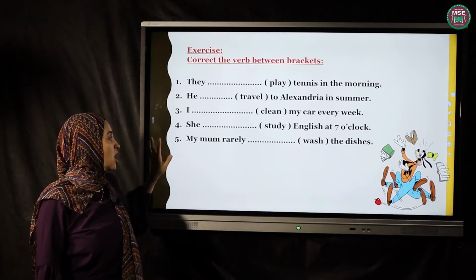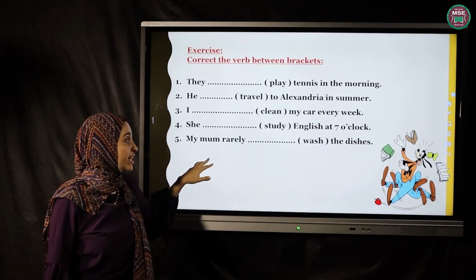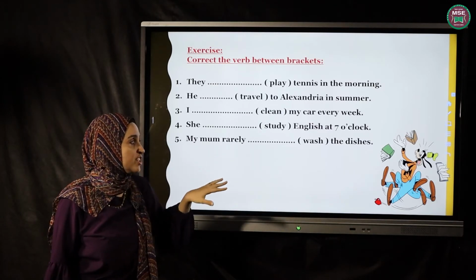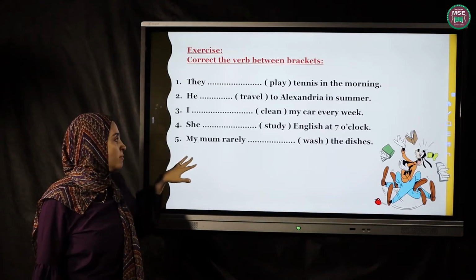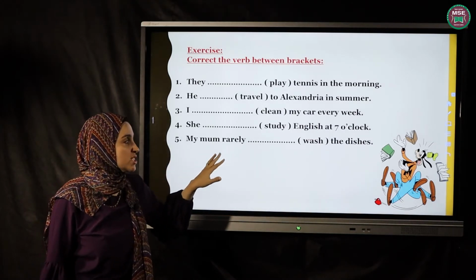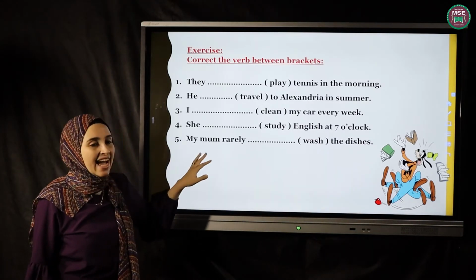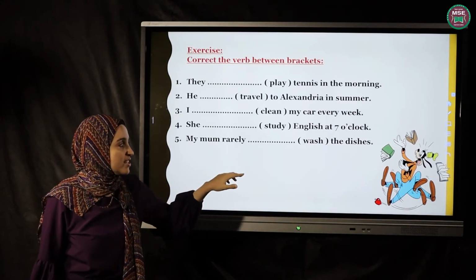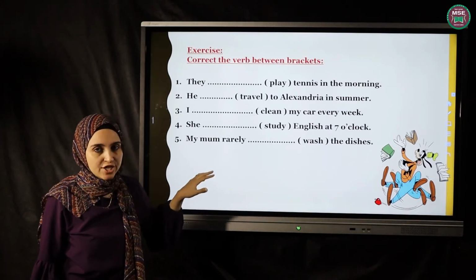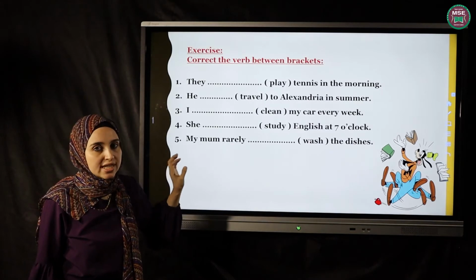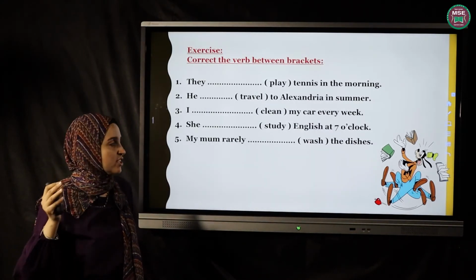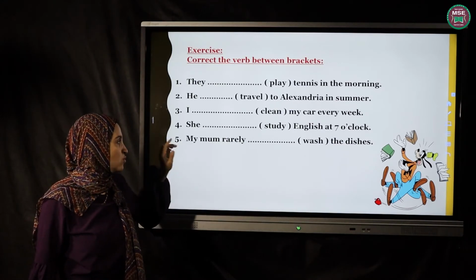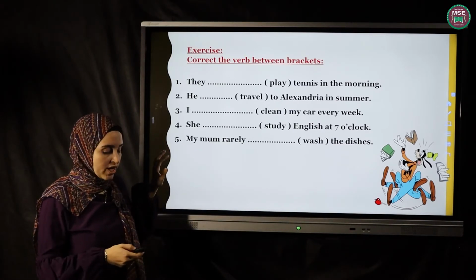The last one, my mom rarely wash the dishes. Super, my mom rarely washes the dishes. I add ES because the last 2 letters of the verb are SH. And I told you, if the last letters are S, SH, CH, X, or O, I add ES with he, she, or it.